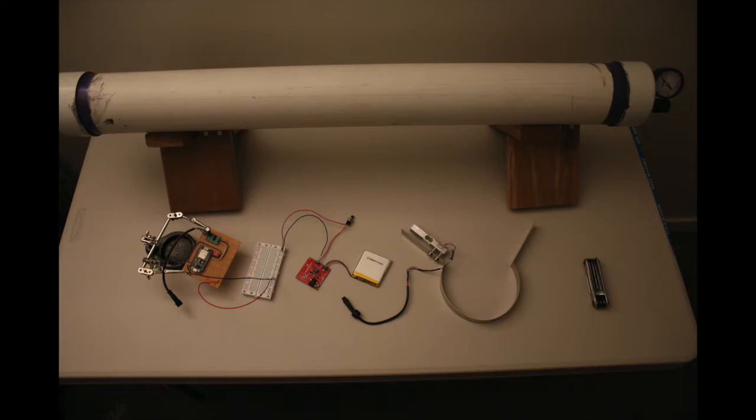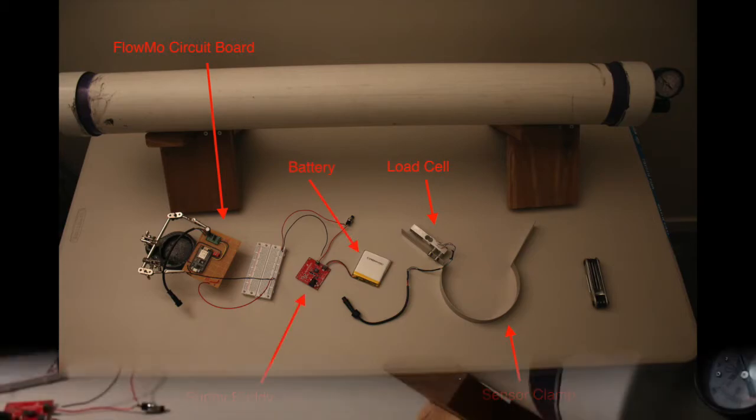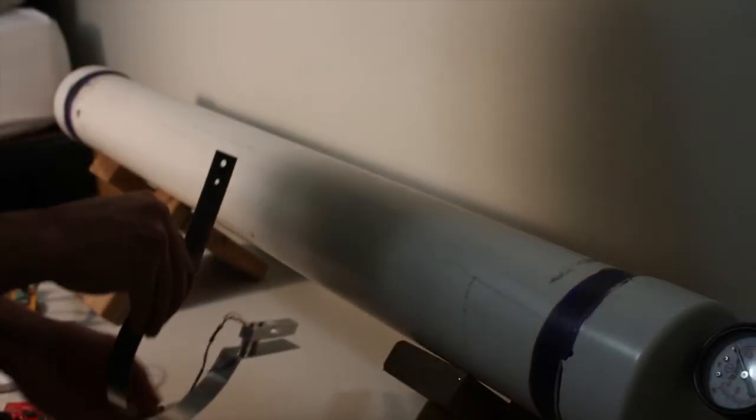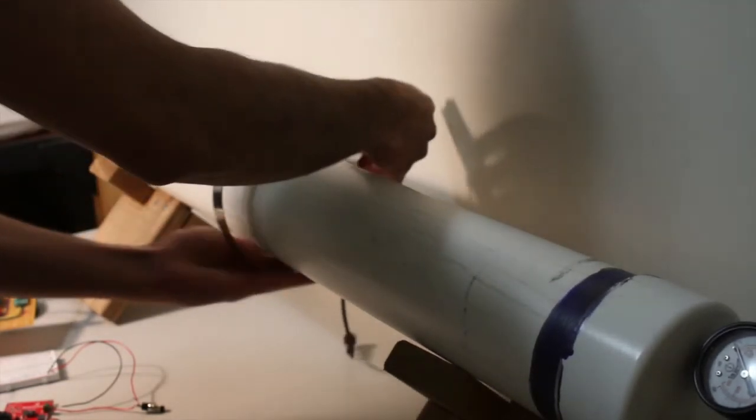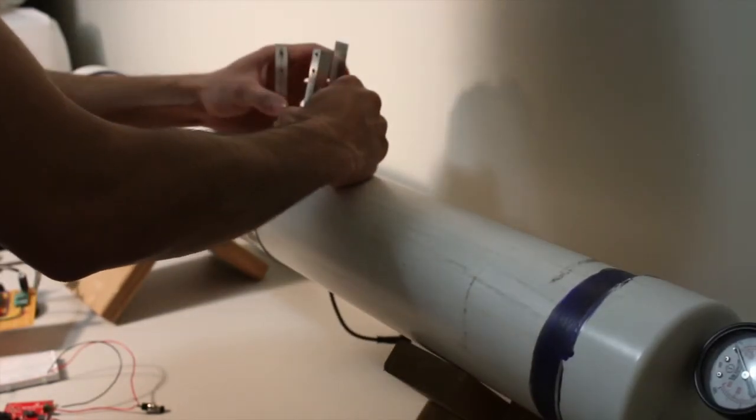The components you see on the screen are the FlowMo circuit board, the sensor clamp, with the load cell attached as it would come out of the box, the Sunny Buddy, and the battery. The first step is to install the sensor clamp on the pipeline. To do so, simply spread the arms of the sensor clamp apart and place the clamp around the pipeline.